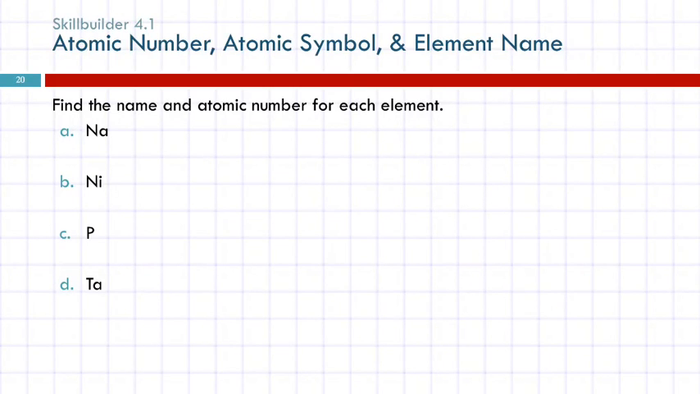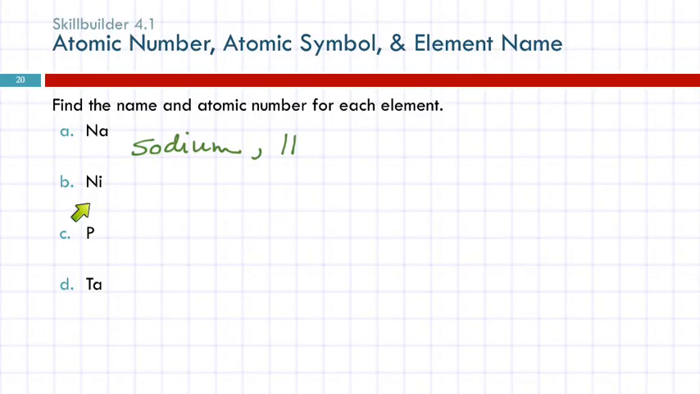So we should be able to find the name and atomic number for each of these elements. So we do have a periodic table. It's not hanging on the wall, but it's leaning against the wall. So Na, what's the name? Sodium. And what is its atomic number? 11. So we find that on the periodic table. Just knowing the element symbol, it might take you a little bit of looking, but you just have to find the symbol, and the whole number above the symbol is the atomic number.